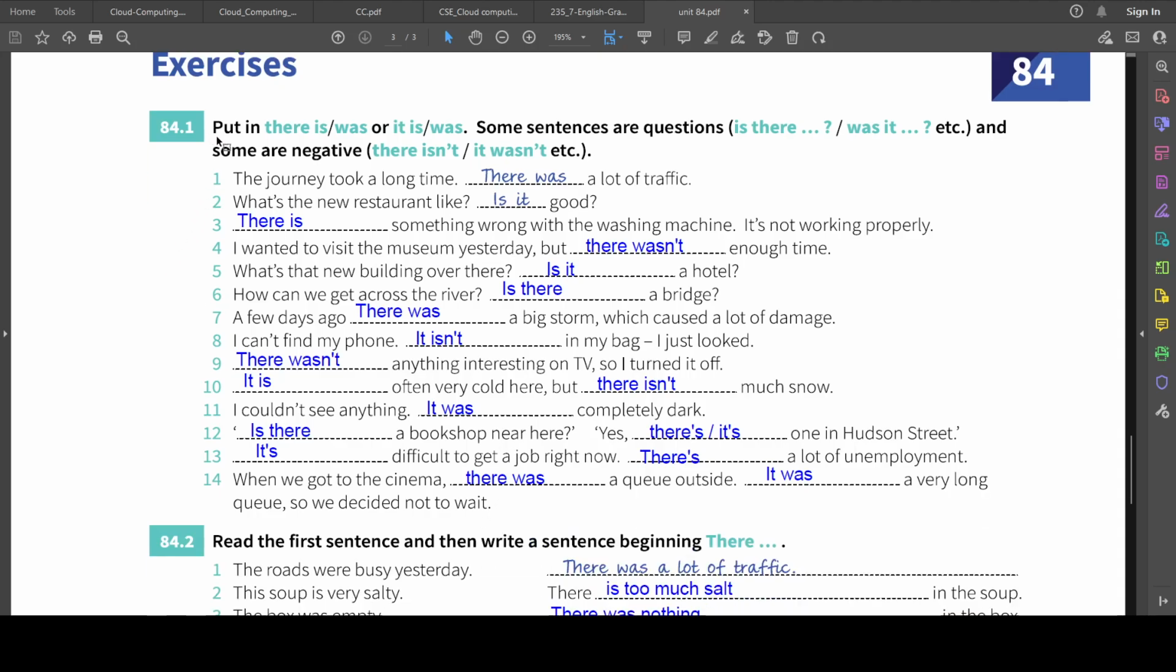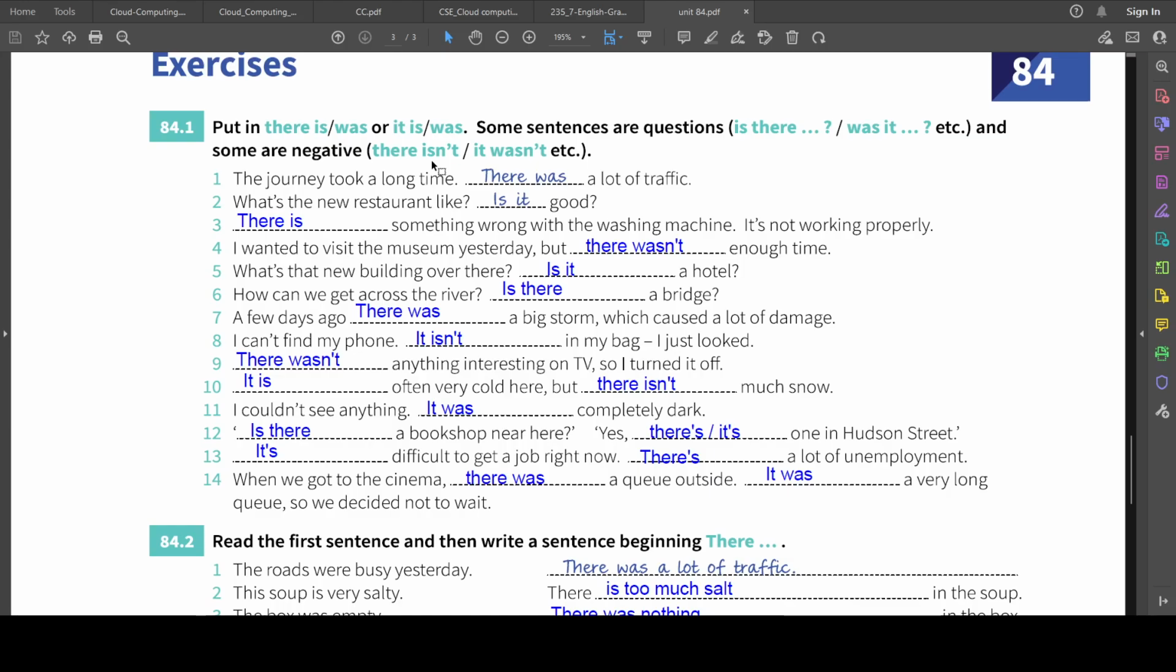So let's start it. Put in there is, was, or it is, was. Some examples are a question, like is there, or was it, and so on. And some are negative, like there isn't, or it wasn't, and so on. So let's start with the first one. The journey took a long time. There was a lot of traffic. Check it out. There was a lot of traffic.